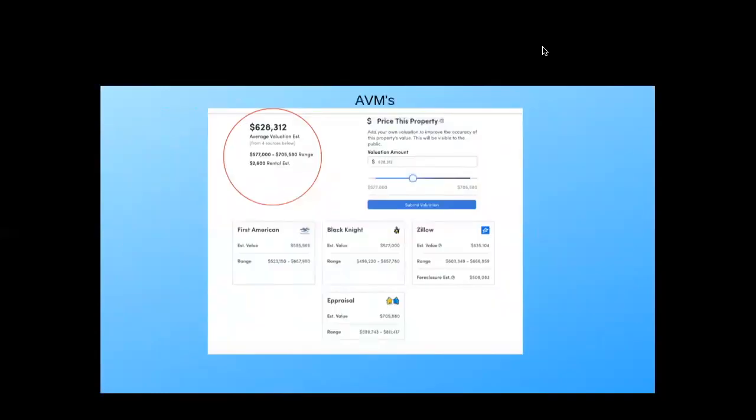This is an example of how an AVM miscalculates a property. There are 4 different examples here. One is from First American, Black Knight, Zillow, and Appraisal. You can see their range is from 577 to 705. You never want to rely on an AVM.